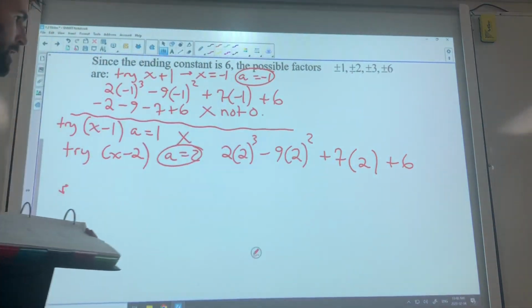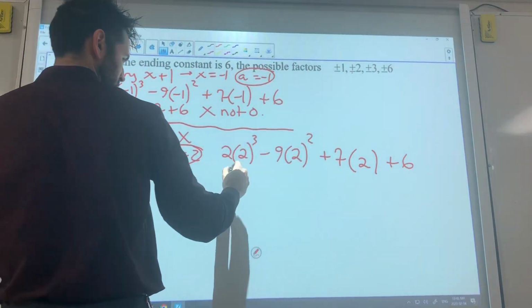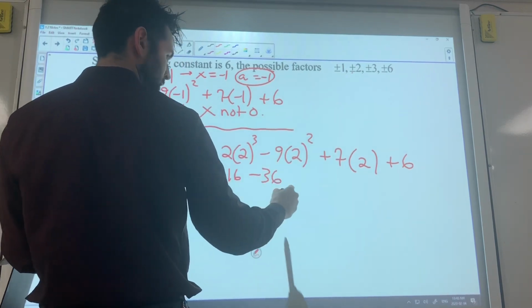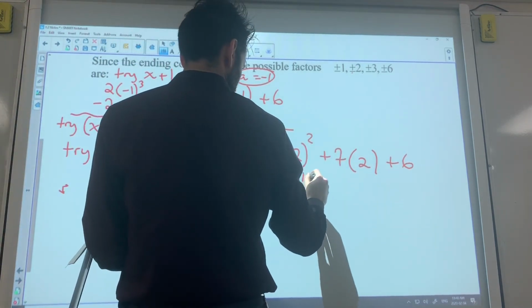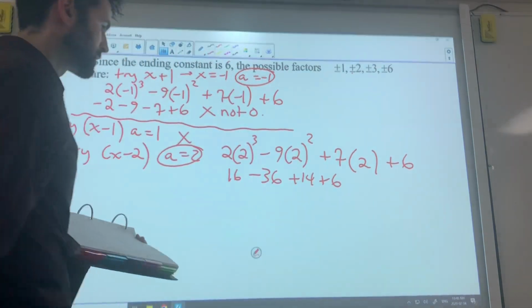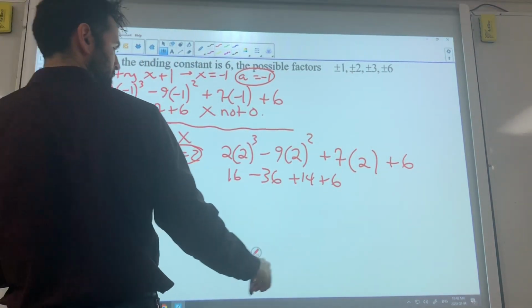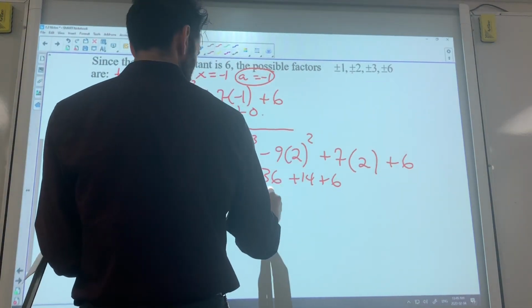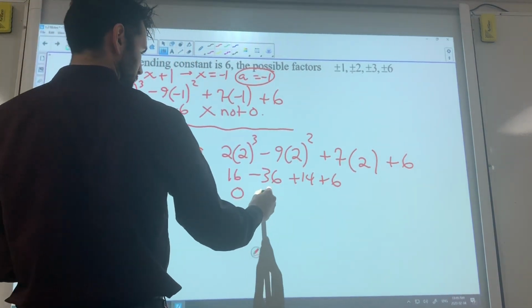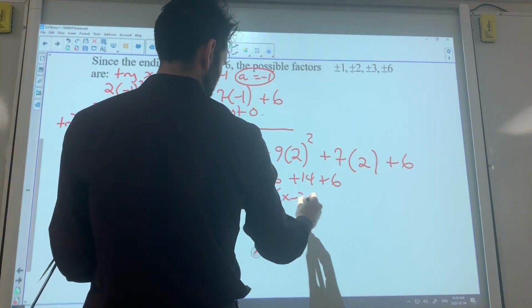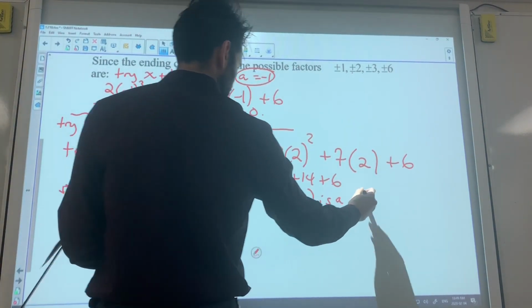So this would give us 2 and 3 is 8, times 2 is 16. That's 4 times 9 is -36. That's 14 plus 6. So let's see. 20 plus 16 is 36. Oh, yes, that is 0. So this is what I like to do. I say, therefore, look back here. It's a good thing we wrote it down. x minus 2 is a factor.